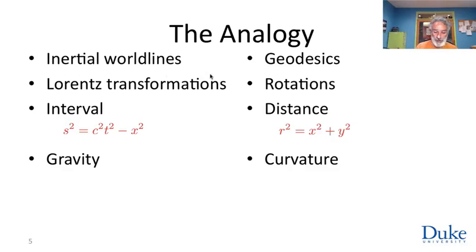The role of inertial world lines is played by geodesics. Lorentz transformations correspond to rotations. Rotations preserve the distance between 2 points. We know that making a rotation does not change the lengths of things. Lorentz transformations also preserve something. They preserve the value of this invariant interval that we defined. The minus sign here, as opposed to the plus sign here, has an important role. It means that the geometry, technically, we're going to describe as pseudo-Riemannian rather than Riemannian, and it makes many differences.